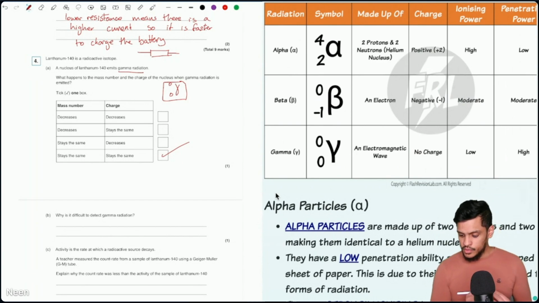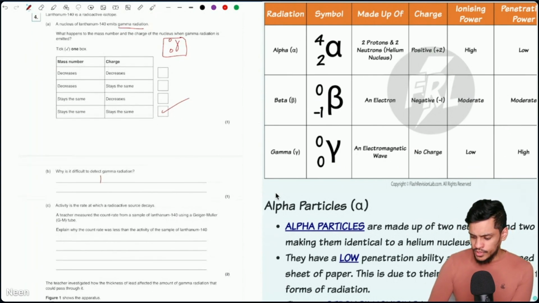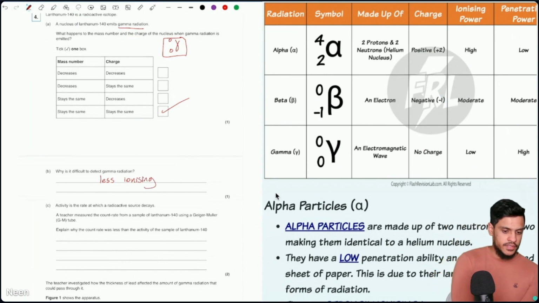Gamma is not. When you're detecting radiation, you use something called a Geiger-Müller tube or Geiger counter. For you to detect radiation, you're basically counting on the atoms to ionize. So gamma, because it has a low ionizing power, is less likely to ionize the atoms inside the Geiger counter, so it's harder to detect. All you need to say is it's less ionizing, and you'll get the mark.